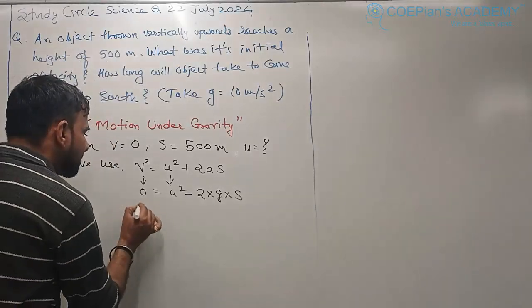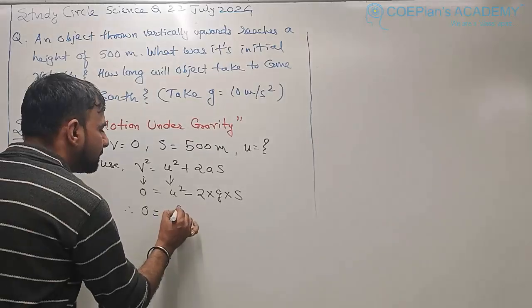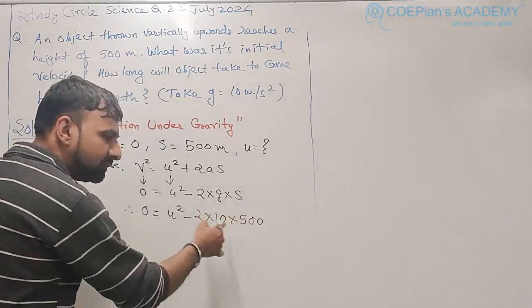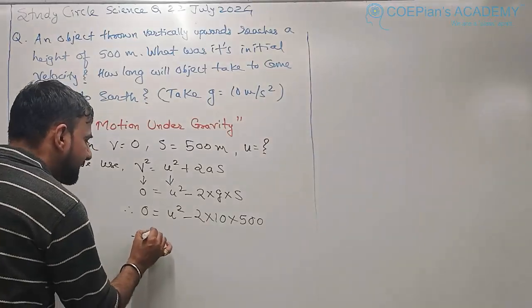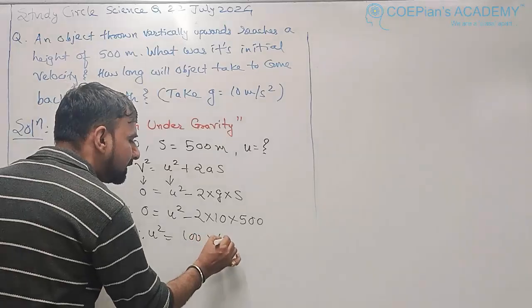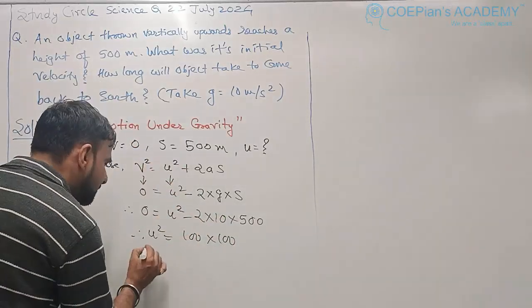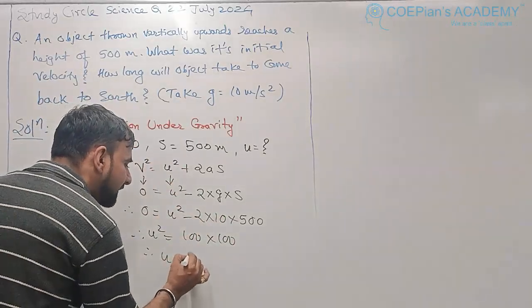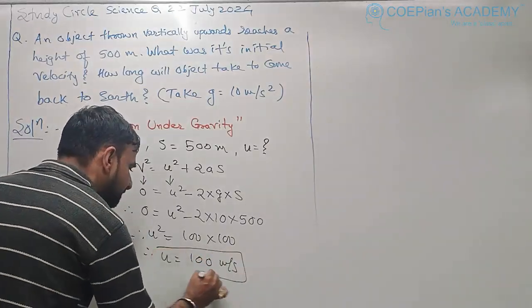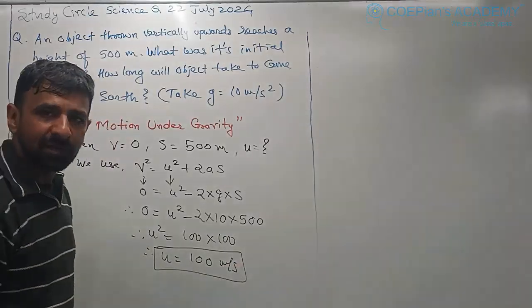Therefore 0 is equal to u square minus 2 into 10 into 500. If you solve this, you will get u square is equal to 100 into 100, so u, which is the initial velocity, is 100 meter per second. Okay, so this is the answer to the first question.